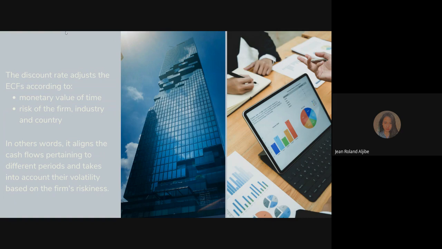When you say risk, it is the possibility that an actual outcome may differ from the expected outcome. Now, when you take a risk, you should be able to earn a reasonable return. What should your return be when you take more risk? If the risk is more, should the return also be more? Well, obviously, yes, because you would want to earn more return for taking more risk. In other words, a project that carries a high risk should give a high return. So when you evaluate a certain project, you need to find its present value of cash flows, and finding the PV requires the discount rate. In other words, the discount rate aligns the cash flows pertaining to different periods and takes into account their volatility based on the firm's riskiness. Next slide, please.